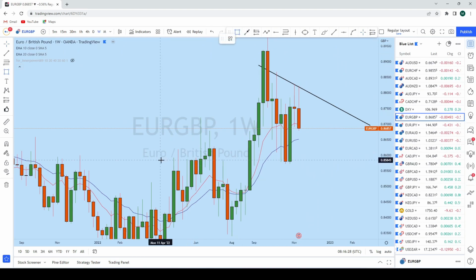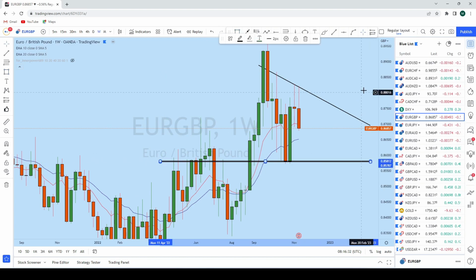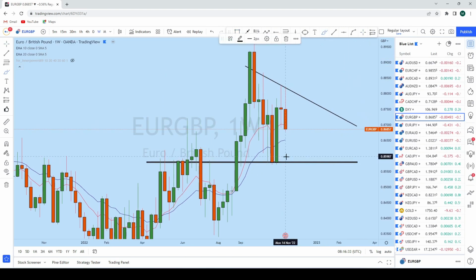Highly likely that this weekly candle will come back to this level of support zone here, and from that support we can expect a bounce or even penetration. So with that being said, from the weekly perspective we can expect a drop on EURGBP.